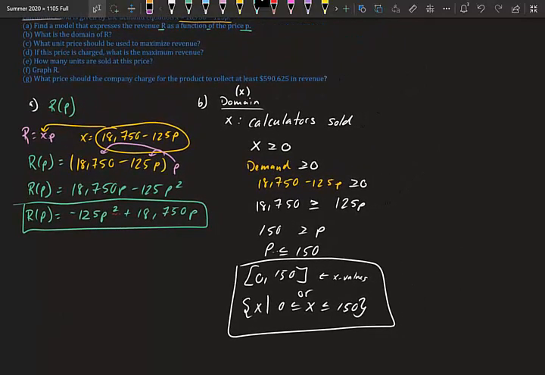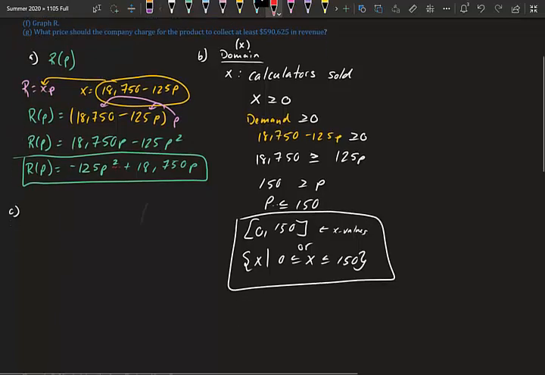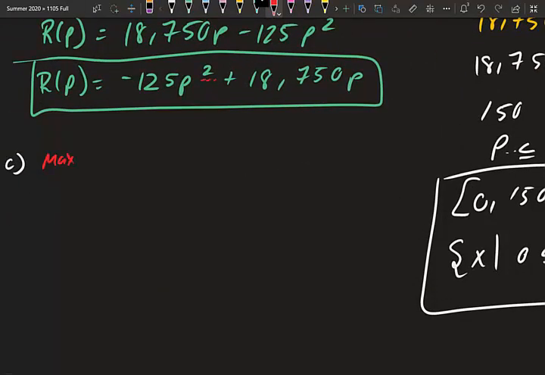Part C, what unit price should be used to maximize revenue? Let me go back to domain real quick, just to kind of explain that more. Domain, what we found is what's the least and most price someone's willing to buy this for. So they're willing to pay $0 to $150, not a dime more. Alright, part C. Part C is asking what unit price should be used to maximize revenue. So we see that word maximize. Anytime we see that with a quadratic, you know we're talking about the vertex.